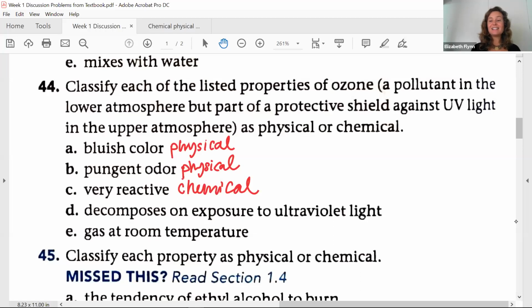Right. The fact that it decomposes means it turns into something else, right? So that means that the chemical composition had to change in order for us to know this. So that must be a chemical property. And what about the fact that it's a gas at room temperature? Is this a physical or chemical property? Yeah, physical property. We don't have to alter the chemical composition to know that it's a gas at room temperature.